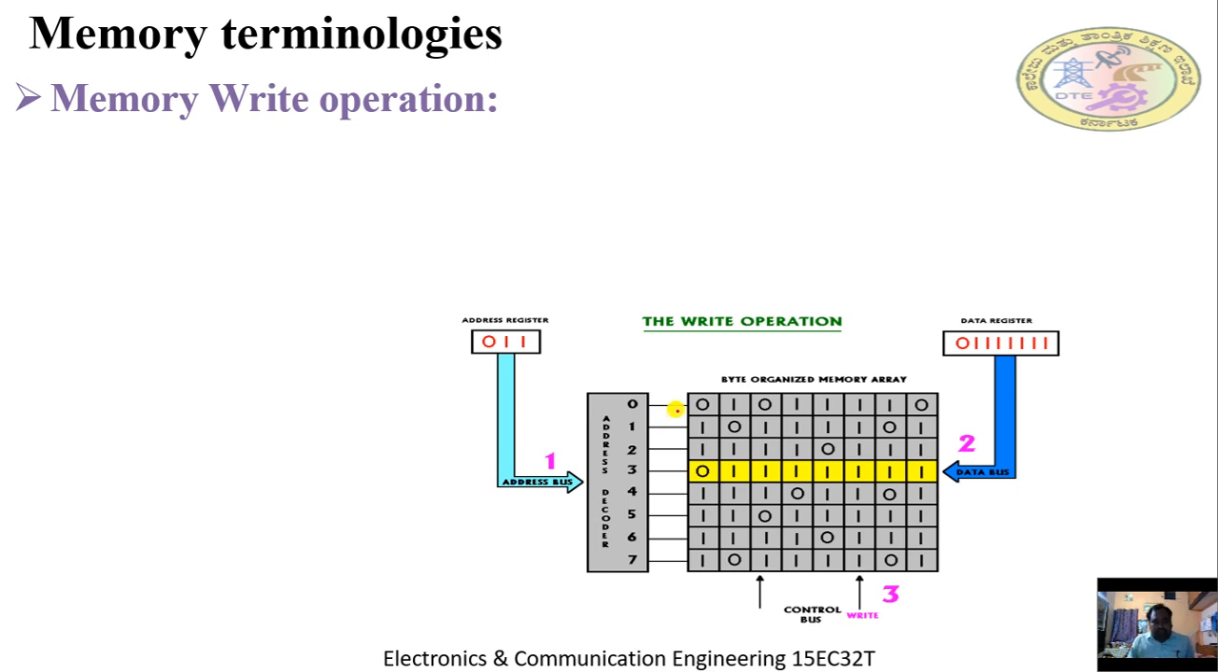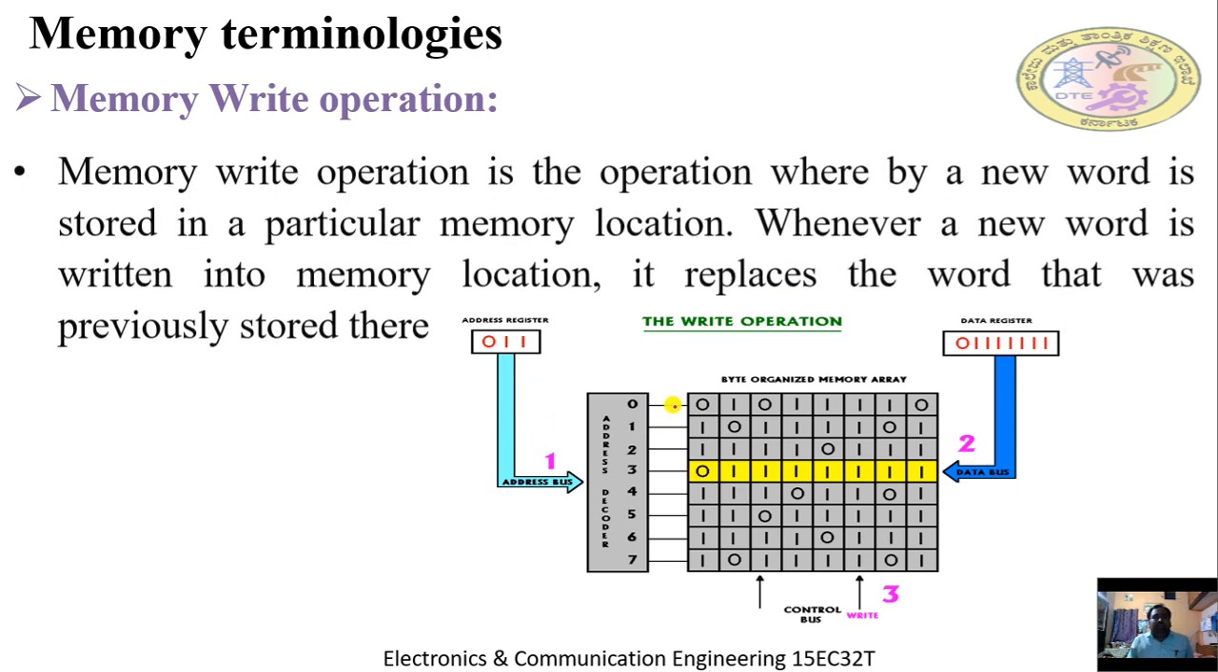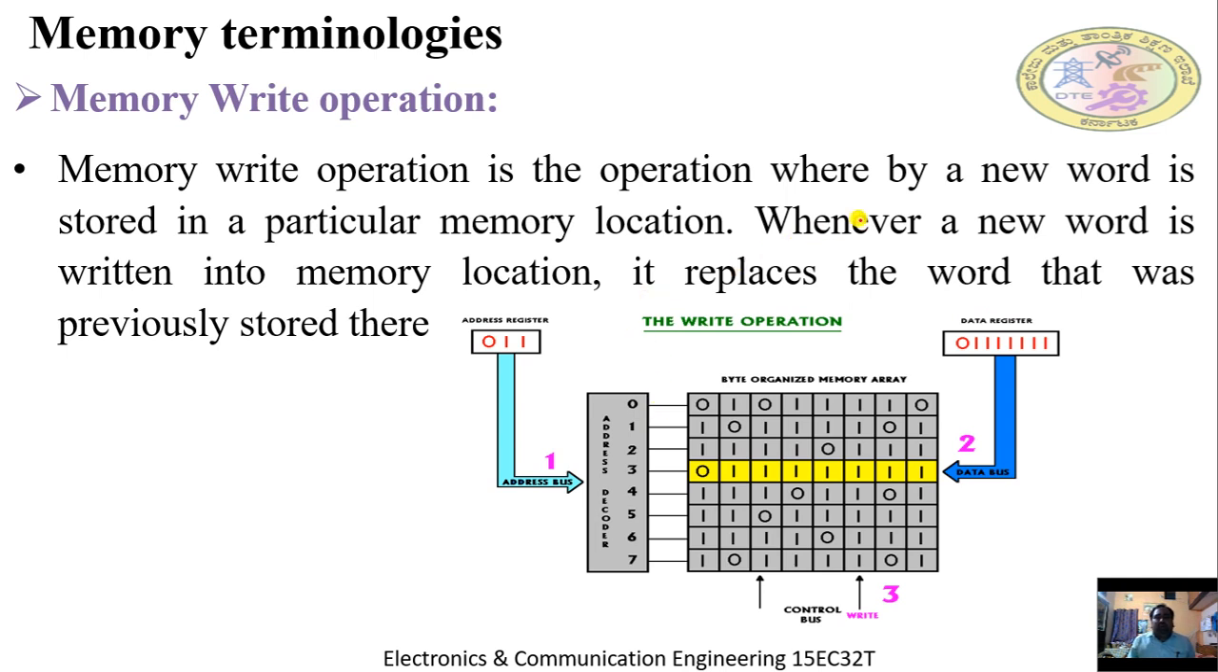Similarly, the next one is the memory write operation. Memory write operation is an operation whereby a new word is stored in the memory location. Whenever a new word is written into a memory location, it replaces the word content. Whatever word content was previously stored there will be erased, and the new word is stored in that place.